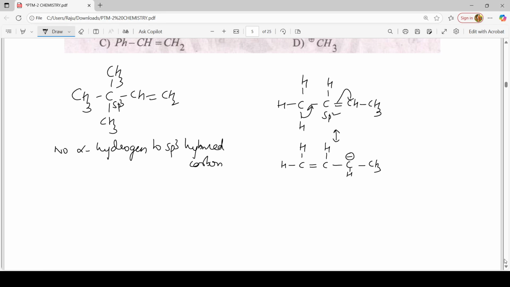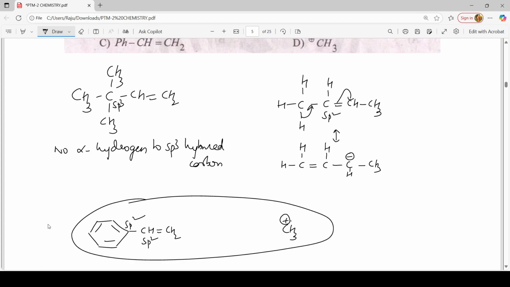Why is hyperconjugation not possible in option C? Here also there is an sp2 hybridized carbon. For undergoing hyperconjugation, an sp3 hybridized alpha carbon with at least one hydrogen atom is required. Even in the methyl carbocation, there is no adjacent carbon atom and alpha hydrogen. So hyperconjugation is not possible in both C and D.